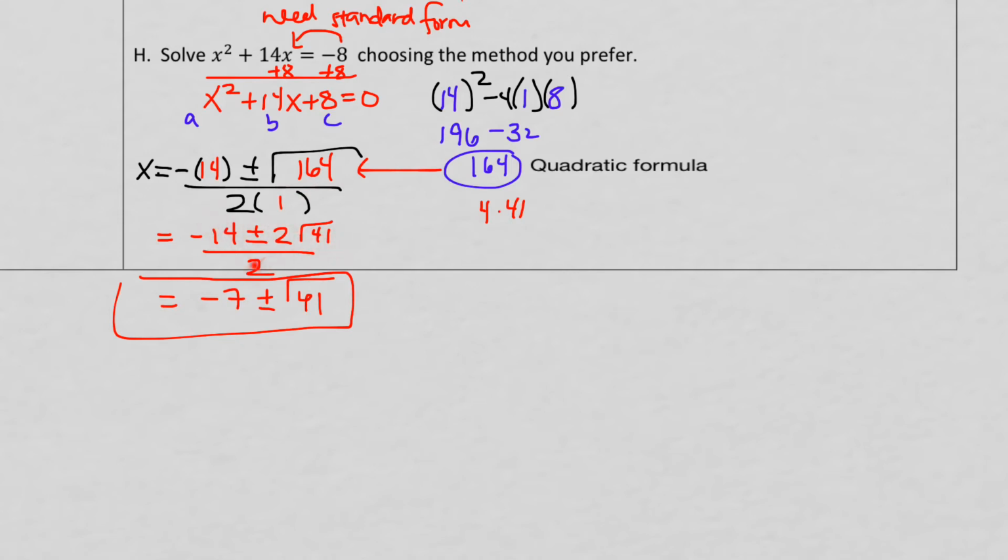Once I'm here, notice how all three terms share a 2 in common, so I can divide them all by 2. So negative 14 divided by 2 is negative 7. 2 divided by 2 is 1, and then again here is 1. So that's why in this case the denominator disappears, because it's just over 1. So my answer is x equals negative 7 plus or minus the square root of 41.